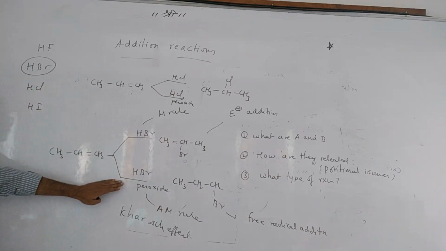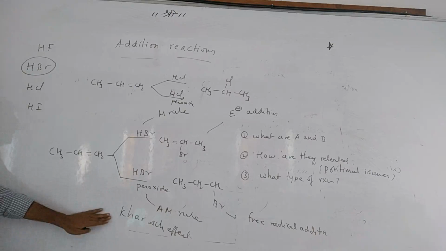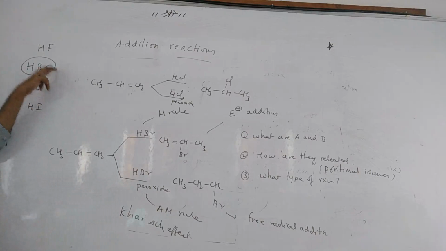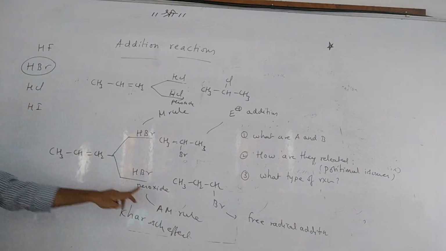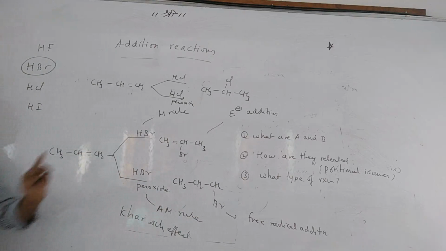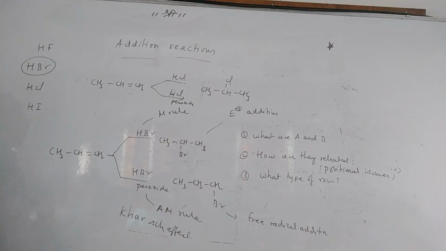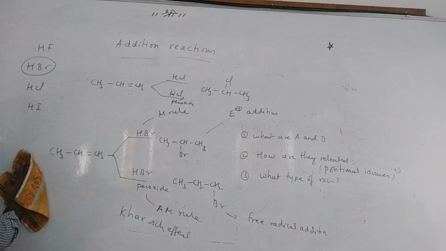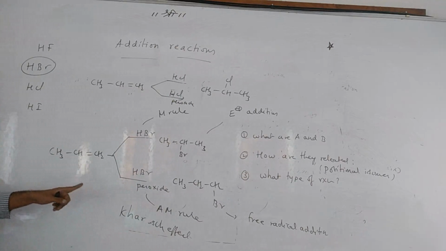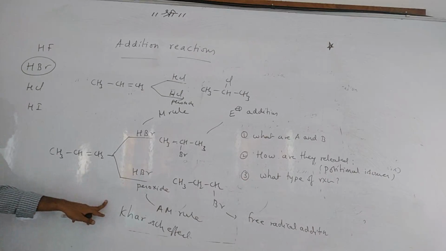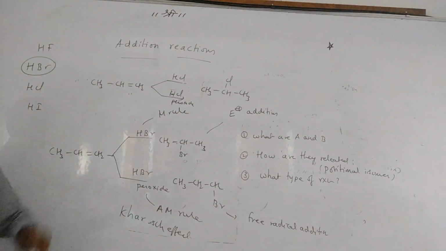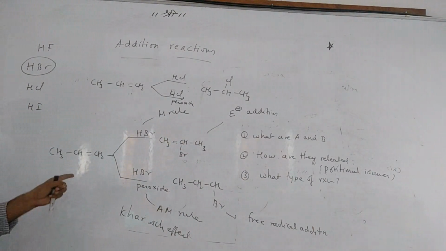I will tell the reason. Peroxide effect is applicable only for HBr. If you write HCl and peroxide, don't write 1-chloro. In both cases 2-chloro only comes. And in both cases, Markovnikov rule only is followed. Are you getting my point? The reason is different, we'll see. Which addition is that? Kharash effect. What type of reaction is that? These things are important. Understanding?